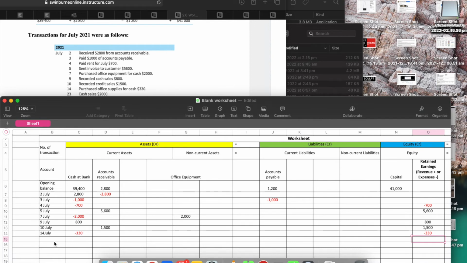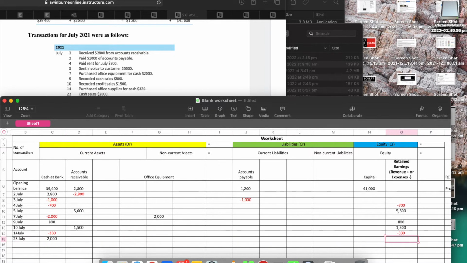Cash sales of $2,000, sorry, 23 July. Yay, that is money coming in the bank, and it says it's cash. Okay. So you'll see some of these transactions kind of repeat themselves. So cash sales, that is revenue, and it says it's cash, so cash at the bank.